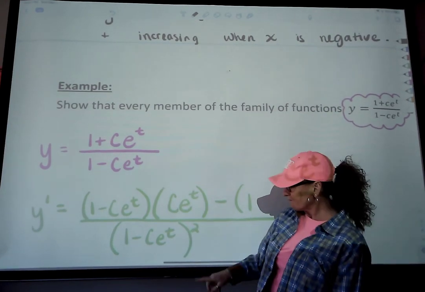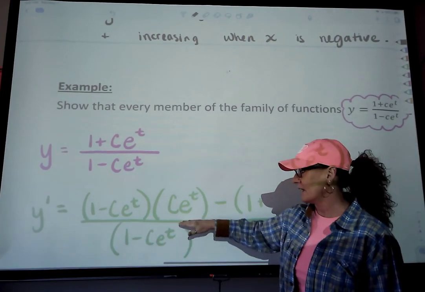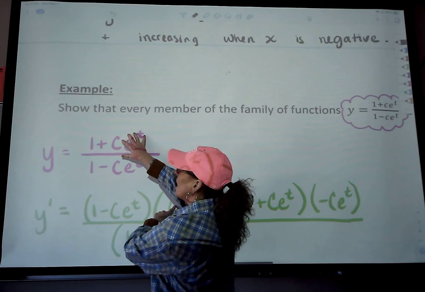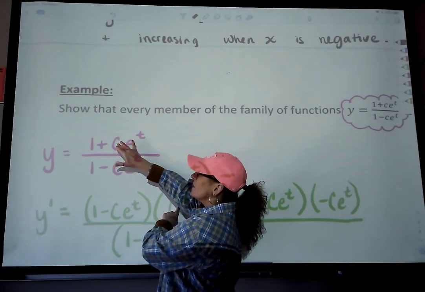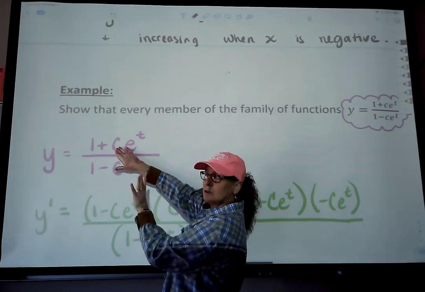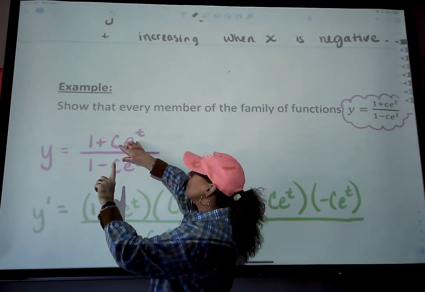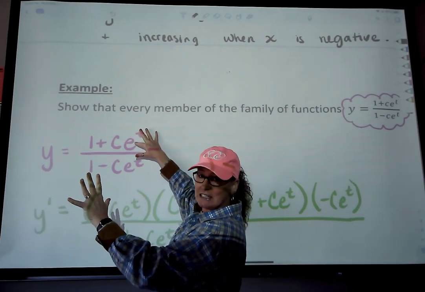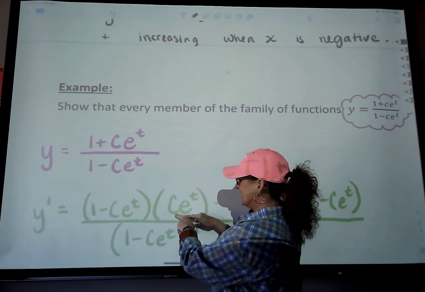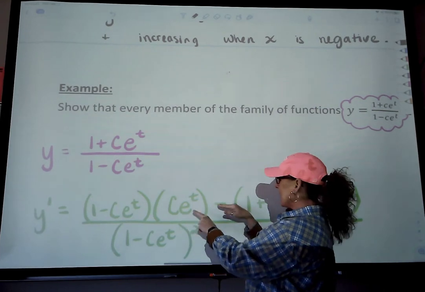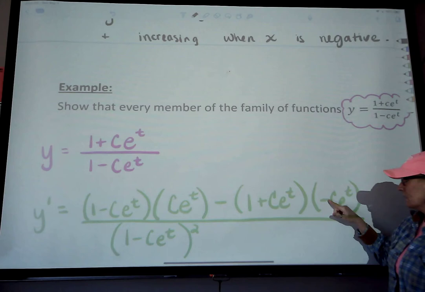quotient rule. Low, low, low, d high. So when I do the derivative of the high, remember the derivative of a constant is 0. And then what's the derivative of a constant times e to the messy? Well, you pull off your constant. That's not e to the messy. That's e to the t. Pull off your constant. The derivative of e to the t is just e to the t. Put your constant back on. So I got low, low, low, d high minus high, d low.